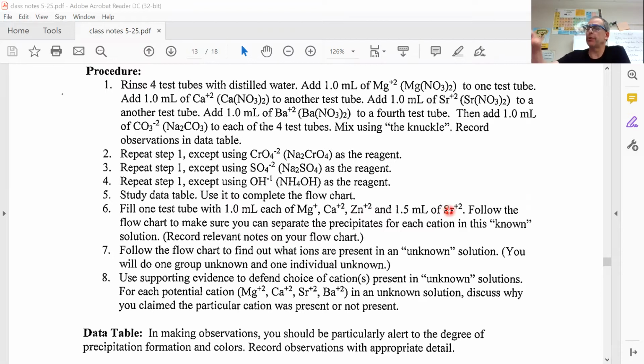And then we're going to try to separate each ion one at a time. So this should be magnesium, calcium, strontium, barium. Just notice that. And then we're going to find things and separate them one piece at a time.